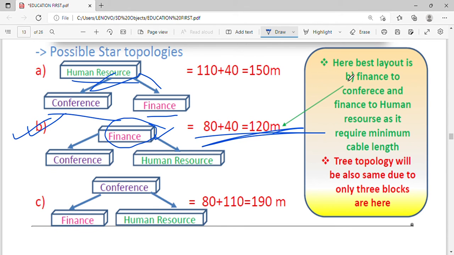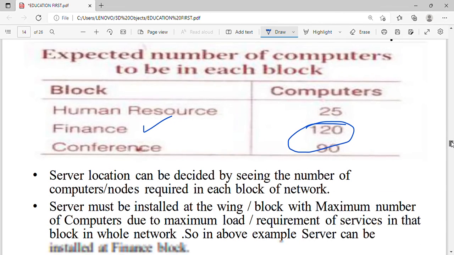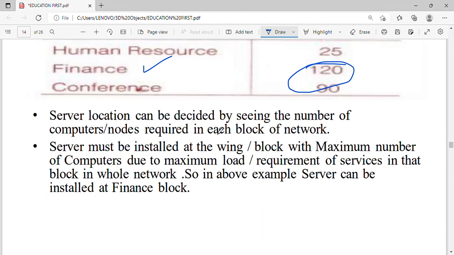Here the best layout is finance to conference and finance to human resource, as it requires minimum cable length. Tree topology will be the same as there are only 3 blocks here. Now let's see a few more points. Server location can be decided by seeing the number of nodes required in each block. The server must be installed in the block which has the maximum number of computers, due to maximum load requirement of services.